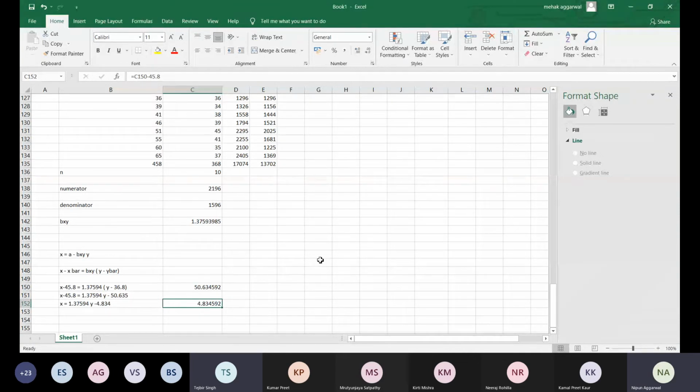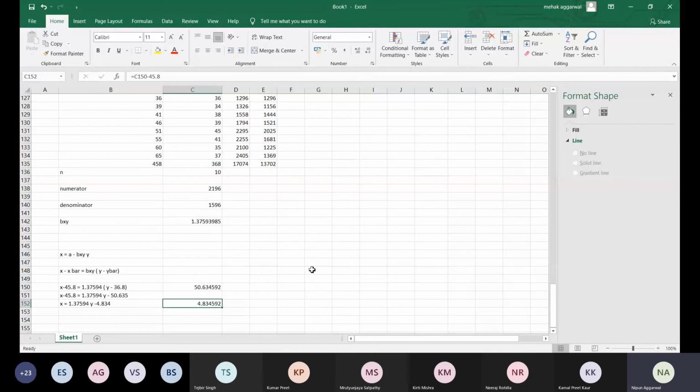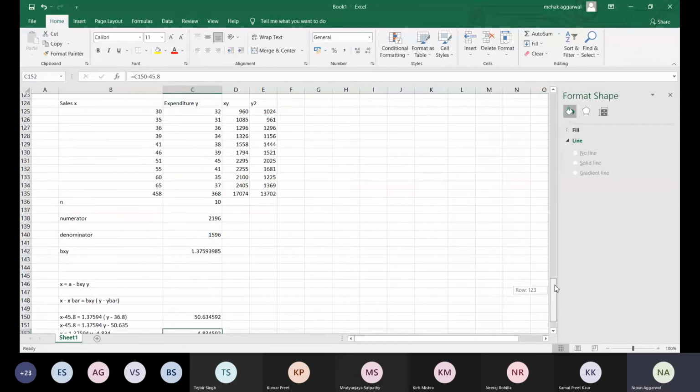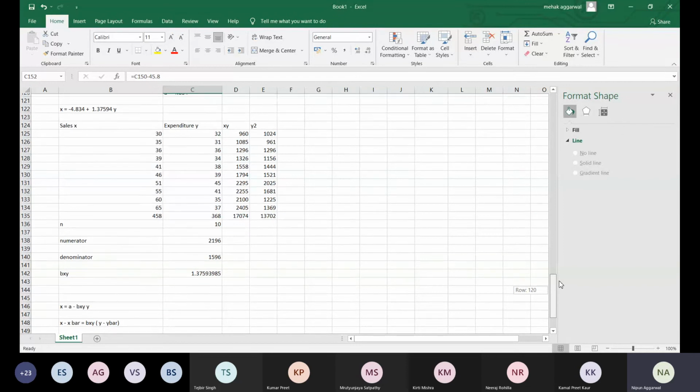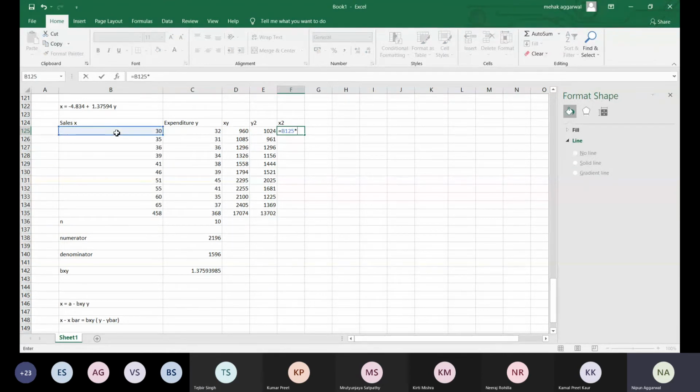Now in the same way, if you want to calculate byx with the formula, we have calculated bxy, so in the same way the numerator will remain the same, but for the denominator only the x term is there. So for that you want x square. So calculate x square. x square is equal to x multiplied by x.